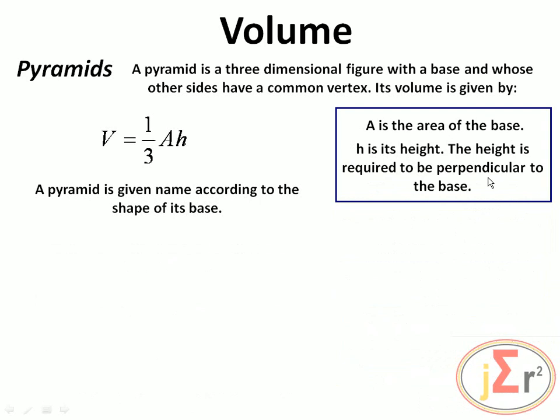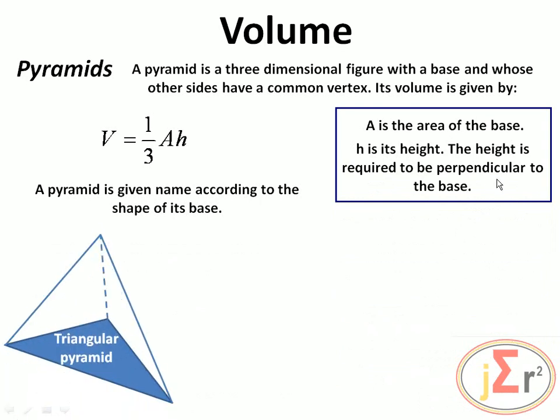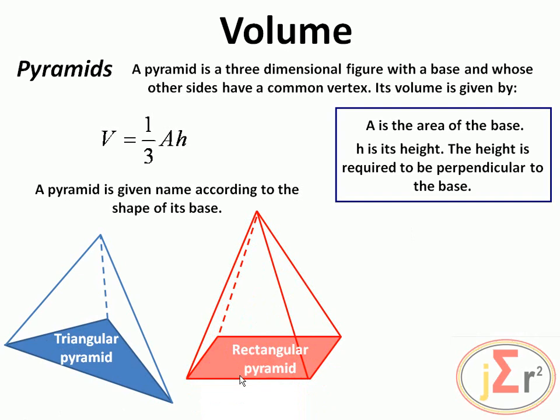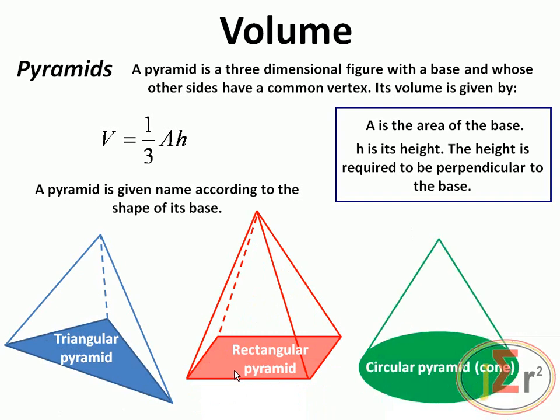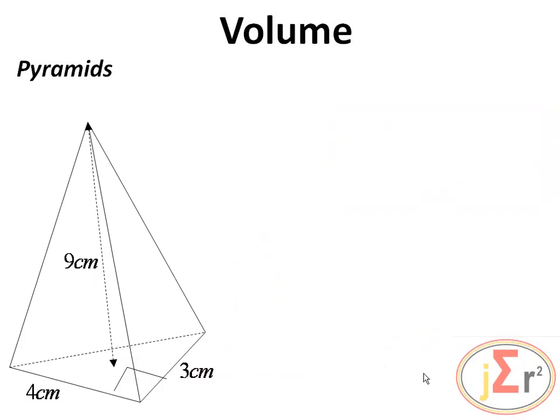A pyramid is given name according to the shape of its base. So if the base is triangular, then the pyramid is called a triangular pyramid. If the base is a rectangle, it is called a rectangular pyramid. And if the base is circular, it is called a circular pyramid that we know to be called a cone.